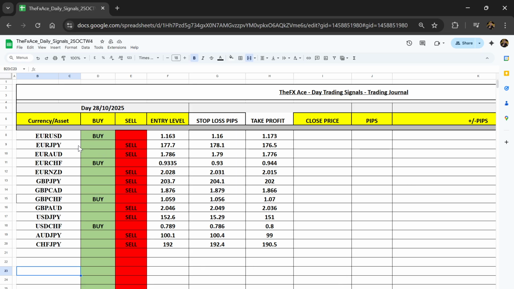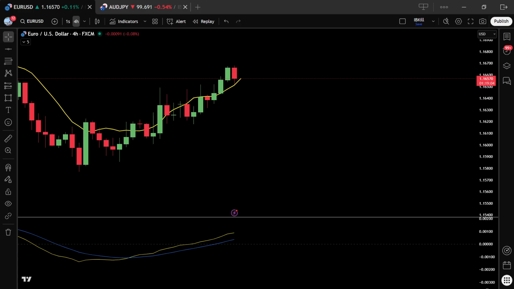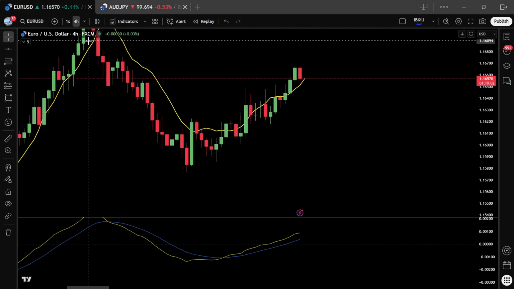So these are my setups. I'm going to look at the EURUSD first, and we'll look at a couple of the JPY cross pairs as they have been dropping today during the Asian session. So let's have a look at the charts. First off, we'll have a quick look at the EURUSD.